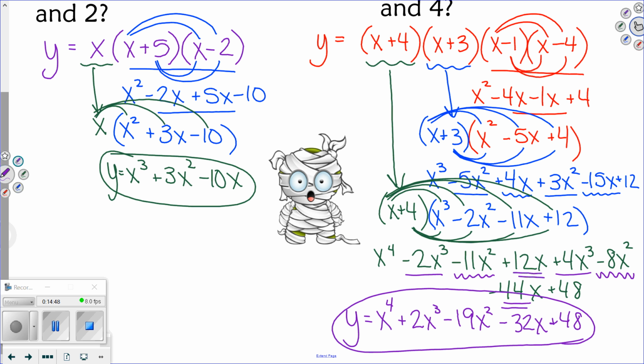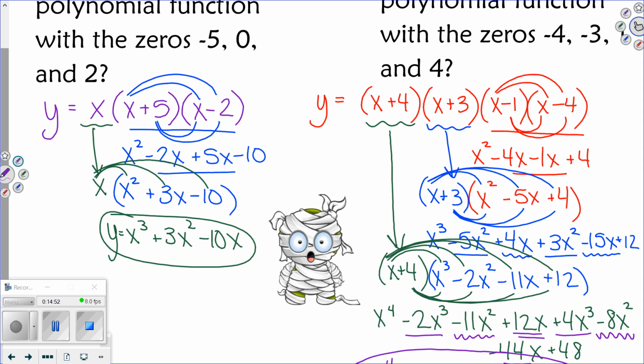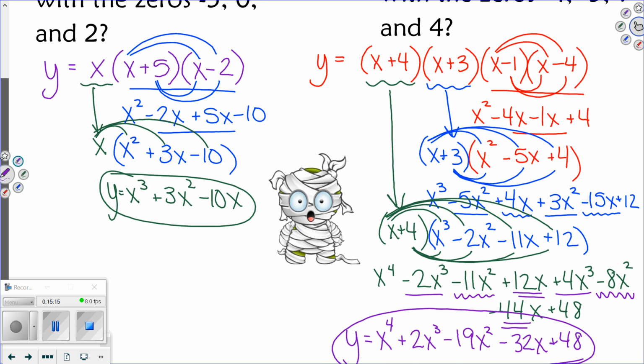All right, and then double check. Did it cross at negative 4, negative 3, 1, and 4? If yours did not, you typed something in wrong. Ahmed was shaking his head. All right, it should, because we did all the math right down here.